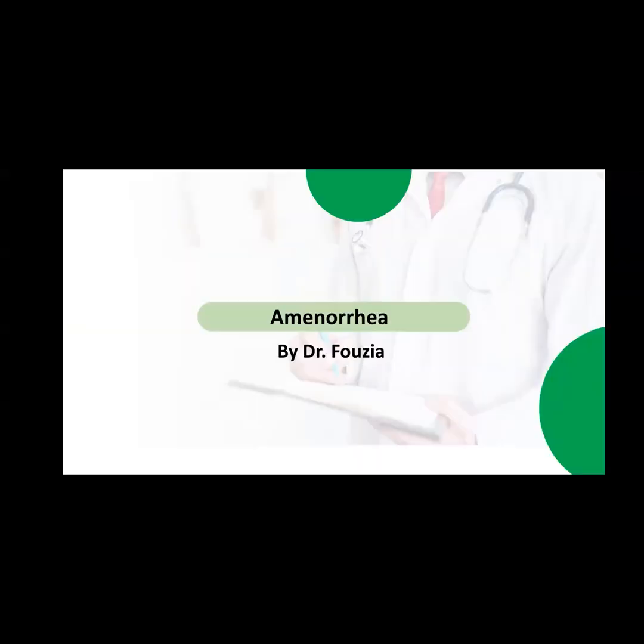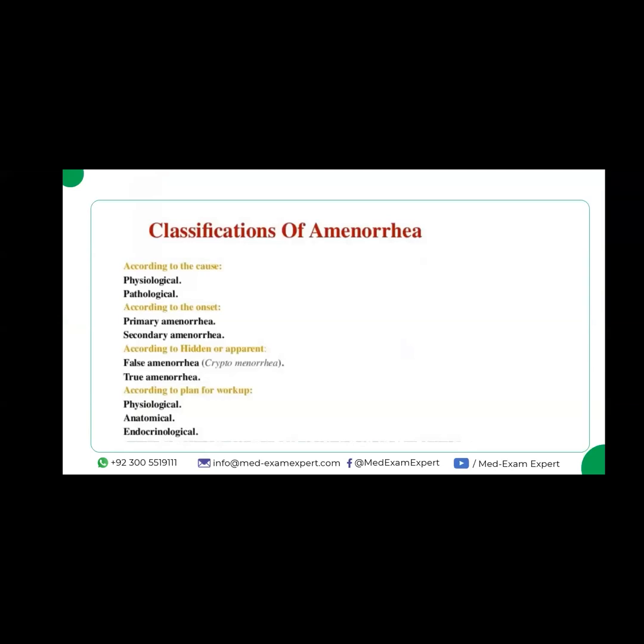Our topic of discussion today is amenorrhea. Amenorrhea is basically classified as the absence of menstruation by the age of 16 if the patient does not have secondary sexual characteristics, or by the age of 14 if the patient has secondary sexual characteristics.